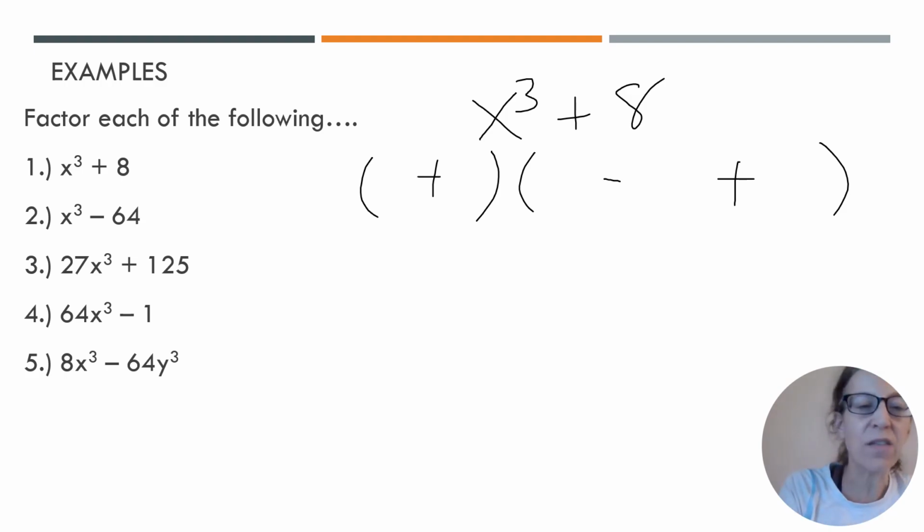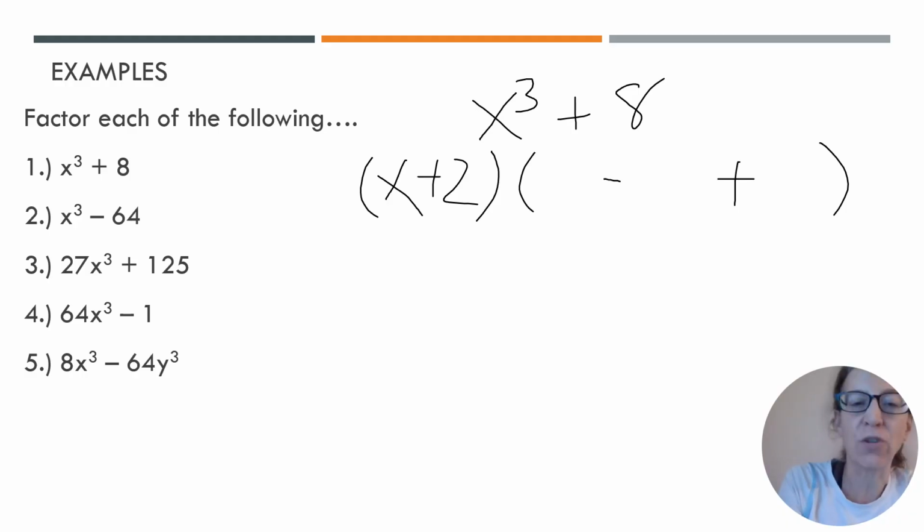Now, to get this parenthesis right here, we're just going to ask ourselves, what to the third power, or what cubed, gives me these expressions? So what to the third power gives me x cubed? That's just x. And then what to the third power would give me 8? That would be 2. And remember, there's only about 5 of those numbers that you realistically need to know. So that gives me the first set of parentheses.